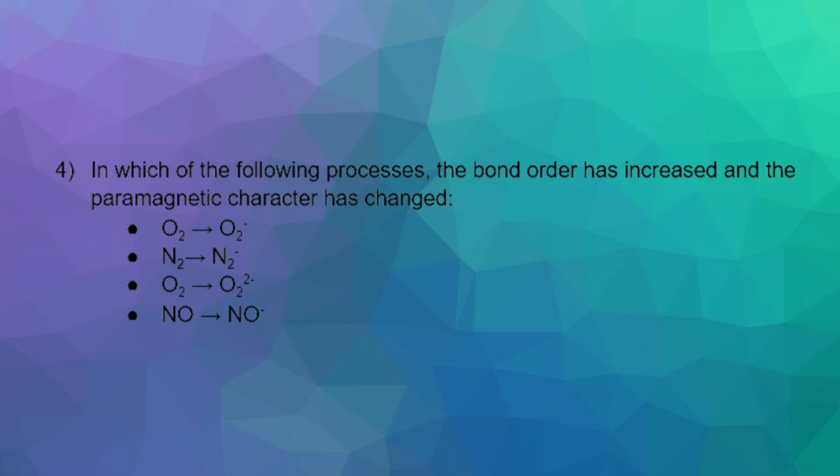Alright. Now the next question says, in which of the following processes the bond order has increased and paramagnetic character has changed to diamagnetic. So both the things you have to justify: paramagnetic changing into diamagnetic and bond order increasing.